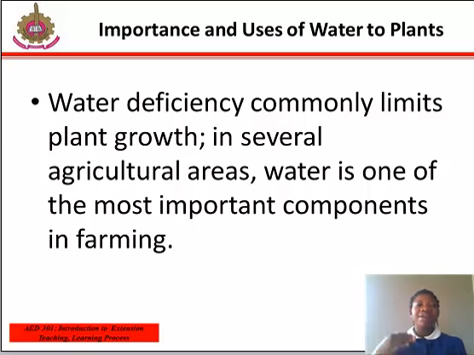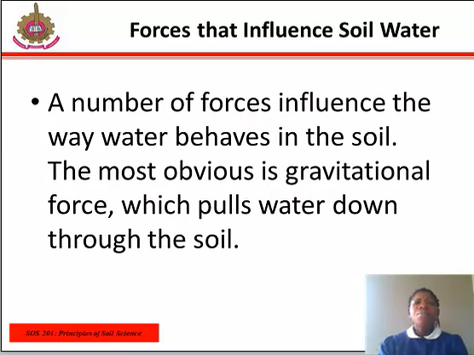Seed germination is very sensitive to water shortage, while seeds efficiently absorb moisture through the seed coat. The emerging seedling is easily injured by dry soil. A number of forces influence the way water behaves in the soil. The most glaring one is gravitational force, which pulls water down through the soil. Other forces are called adhesion and cohesion.